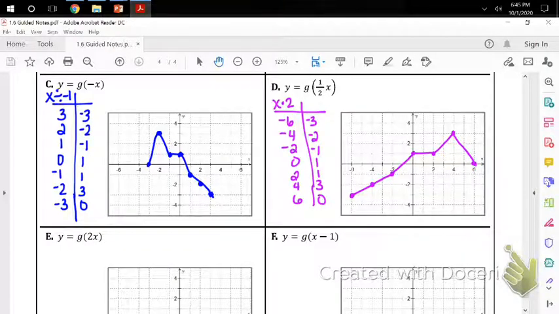So we had that horizontal stretch. So if we were to pull this graph, the original one, from the left and the right, we'd have stretched it out, and it would get wider like it did.